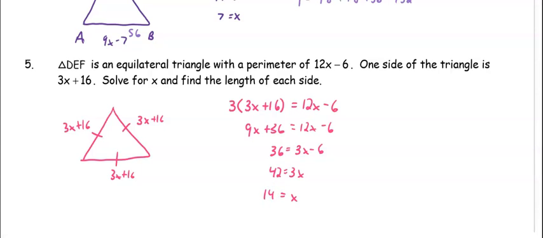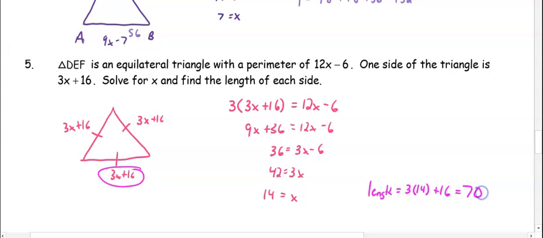So then to find the length of the side, we can take one of those sides, 3x plus 16, and substitute. So 3 times 14 plus 16 will get us a length of 70.